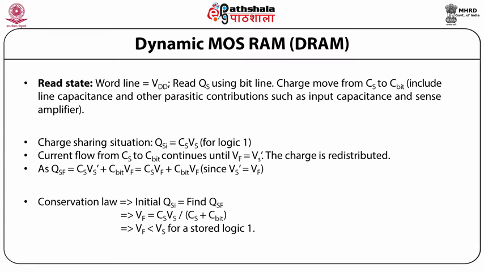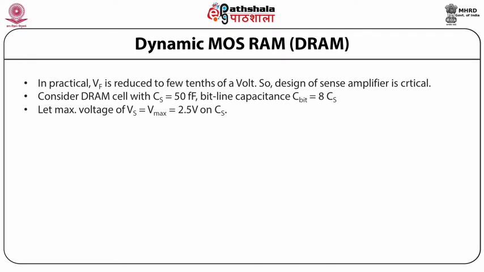So the conservation law implies that initial QSI must be equal to final QSF, which implies Vf equal to Cs Vs by Cs plus C bit. This implies Vf is less than Vs for a stored logic 1. In practice, Vf is reduced to a few tenths of a volt, so the design of the sense amplifier is crucial.